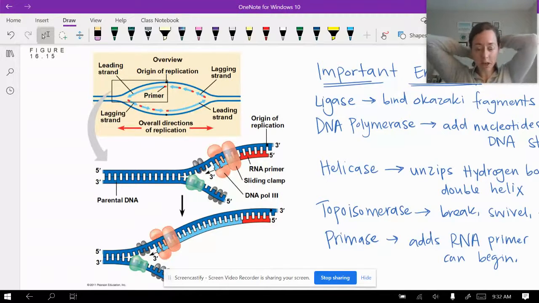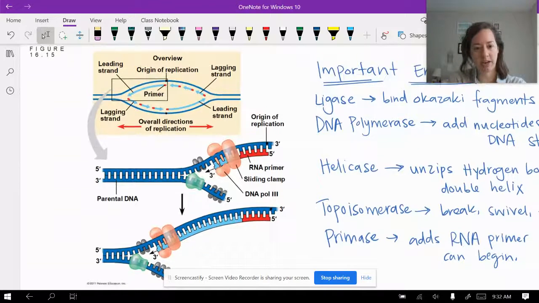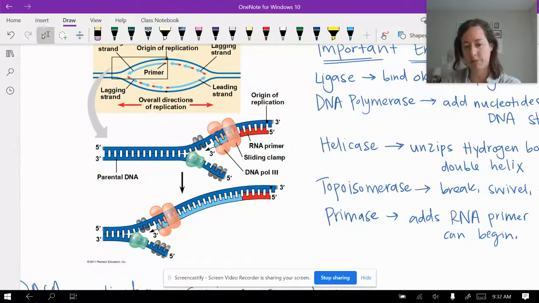The little red sections are meant to show the primers. And you can see the Okazaki fragments on the lagging strand that then would have to be bound together by ligase at the end. And you can also see in this picture down here that this DNA polymerase is DNA polymerase 3. There are a few different ones. They all are responsible for adding DNA nucleotides to the growing strand. And then the origin of replication is just the starting point of replication. Remember, 3' to 5' is going to be the leading strand, and 5' to 3' on the parental DNA, or the original DNA, is going to be the lagging strand.